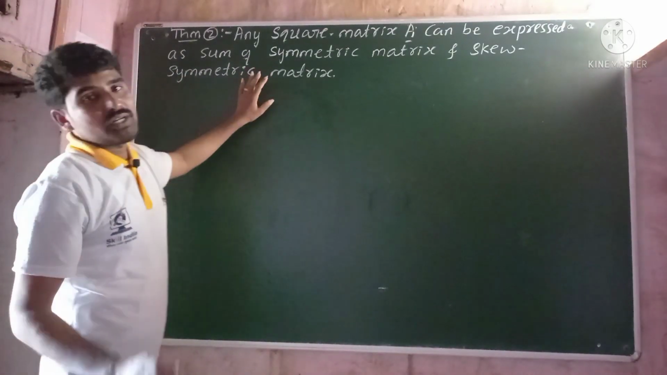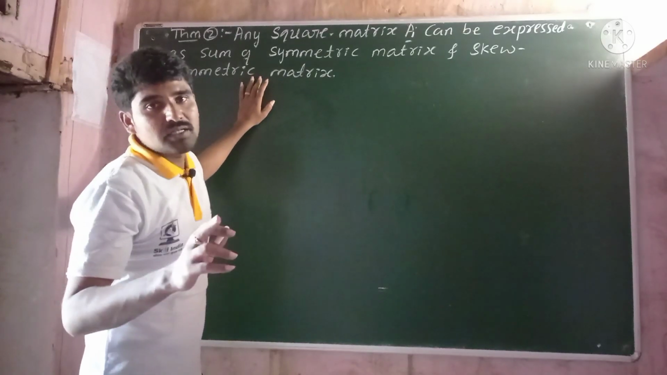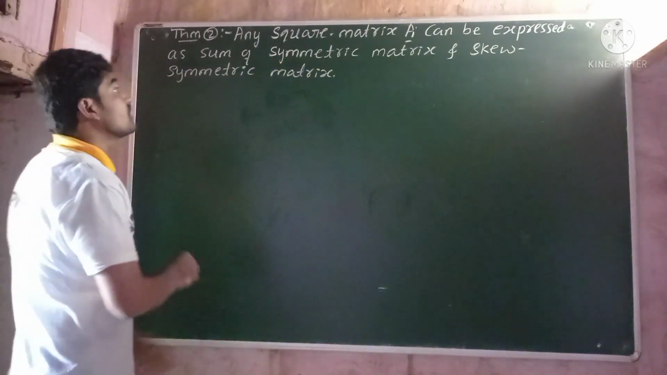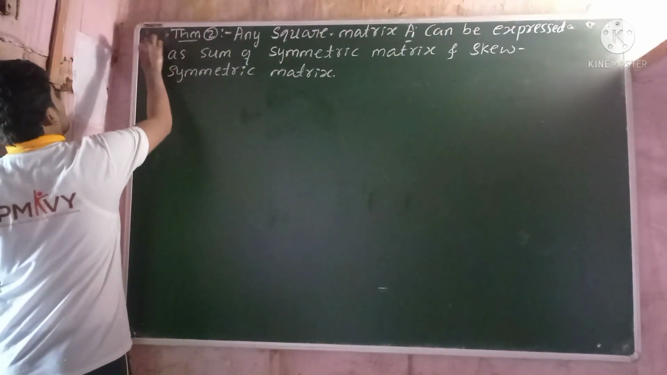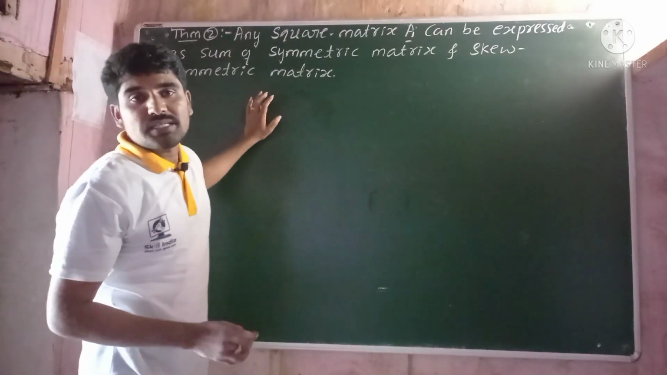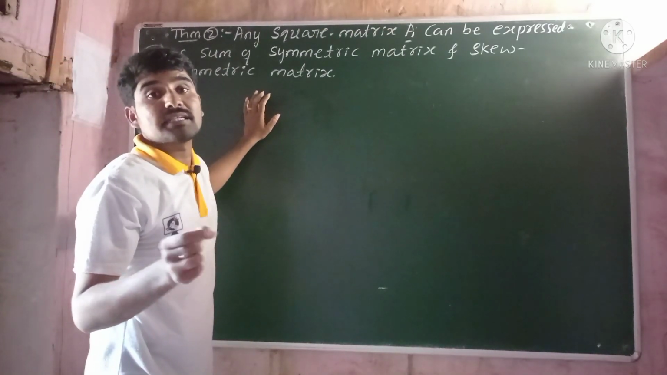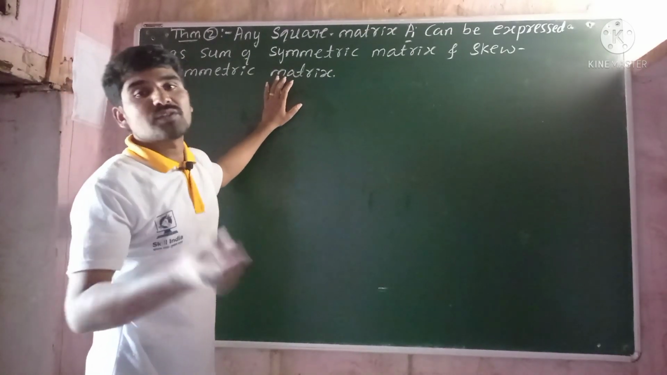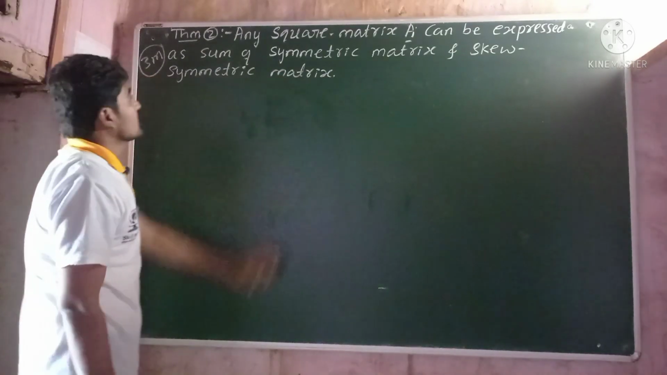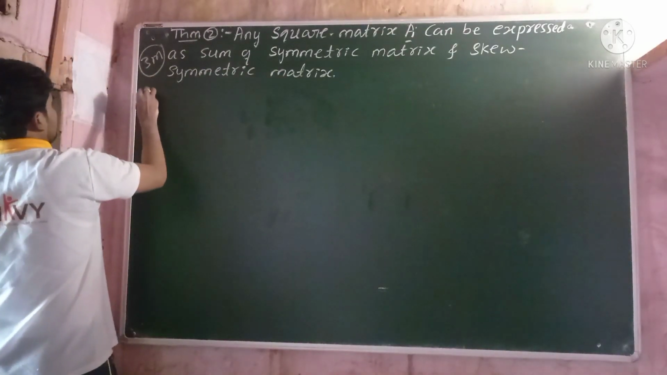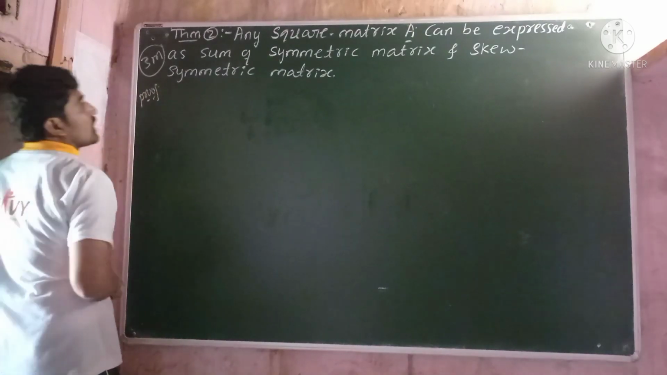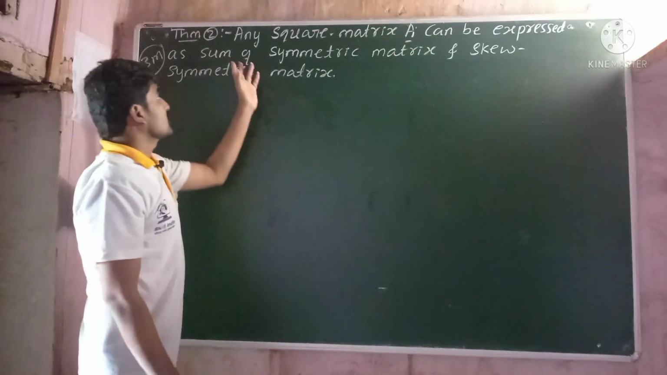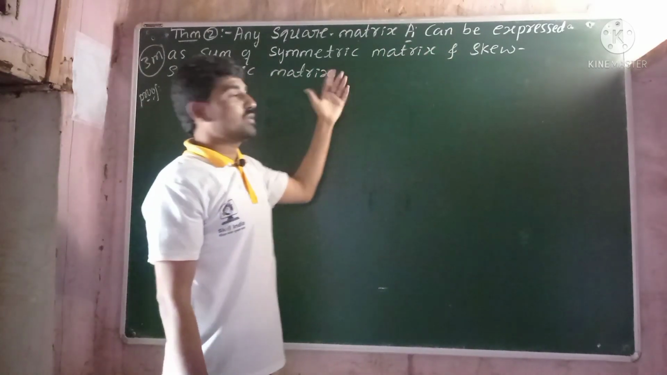So this theorem is not going to be asked in your annual examination, but the problems based on this theorem will be asked in your annual examination for 3 marks. So we will solve problems in the question number 10, exercise 3.3. So for that I am going to discuss this theorem before solving the question number 10. So the proof of this theorem is, here we need to express the square matrix A as the sum of symmetric matrix and skew symmetric matrix.